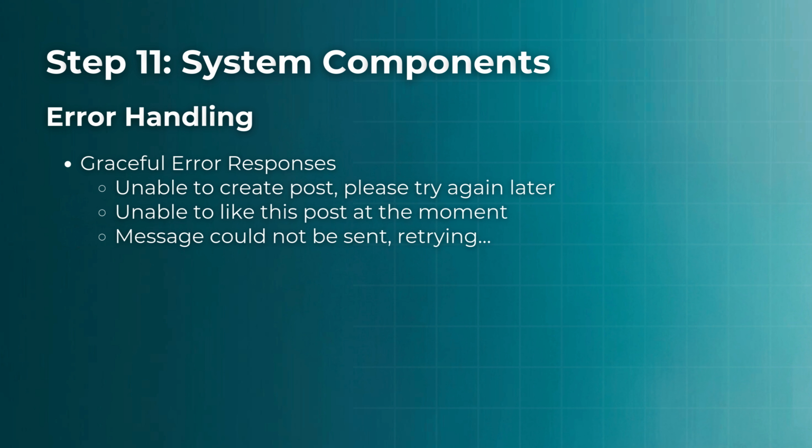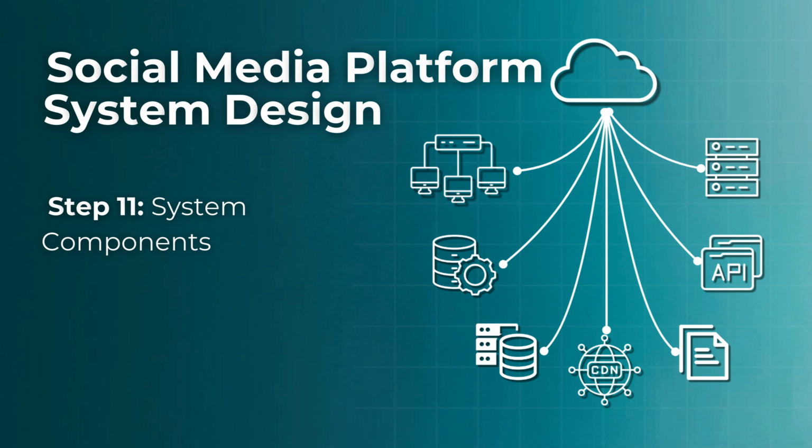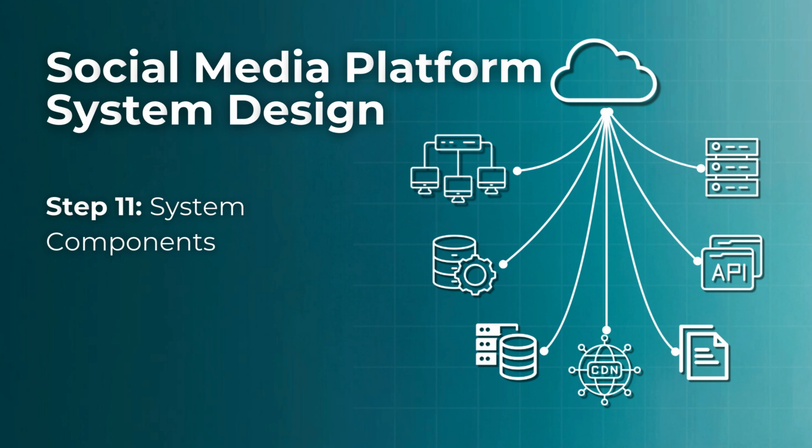So that's the plan: retrying, graceful degradation, fallback mechanisms, alerting, logging, and clear responses. Together, these ensure that even when things go wrong, the experience stays as smooth as possible. And that wraps up this step in the system design of a social media platform. We've covered the system components for building a social media platform.